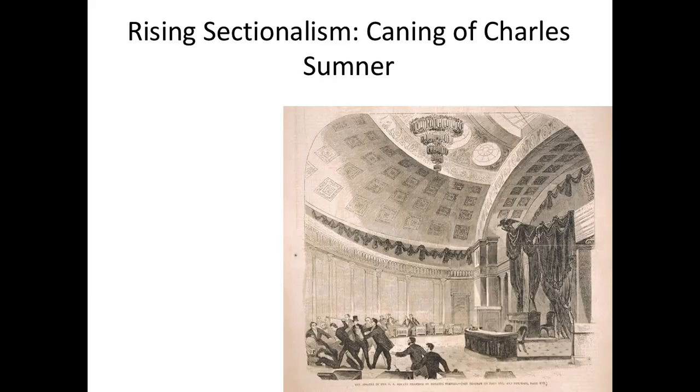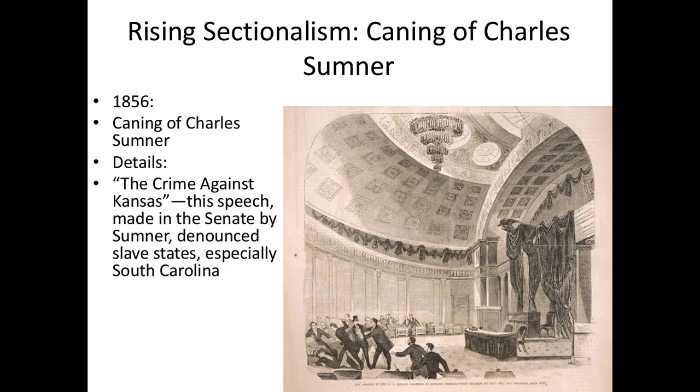So the violence gets worse. News of things like what John Brown is doing, and just news of Bleeding Kansas in general, reach the United States Congress, and violence even breaks out in Congress. So in 1856, a man named Charles Sumner is going to make a speech in the Senate. He was a senator from Massachusetts, and he's going to make a speech that's famously called The Crime Against Kansas, and he's going to call out the slave states. He's going to say that it's their fault that Bleeding Kansas is happening, and he is especially going to call out a senator from South Carolina.